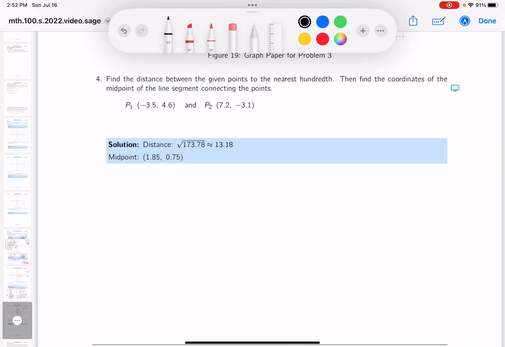Again, I would not recommend graphing this, all right? But that's entirely up to you. I just don't recommend it. This is x1, this is y1, this is x2, and that's y2.